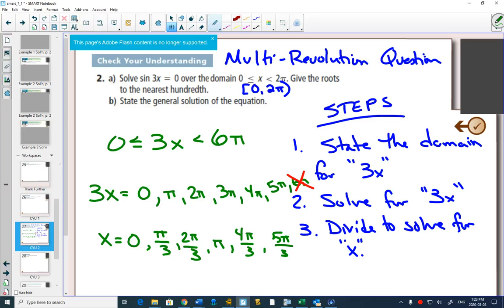How many steps in total are there? 3. We're done. We have now solved the multi-revolution question from 0 to 2 pi. Because x is equal to these 6 answers, and all of those answers are between 0 and 2 pi. The reason is because what does the 3 do? It does a horizontal compression of a third. So does it make sense that everything that was originally between 0 and 6 pi now would get squished between 0 and 2 pi?